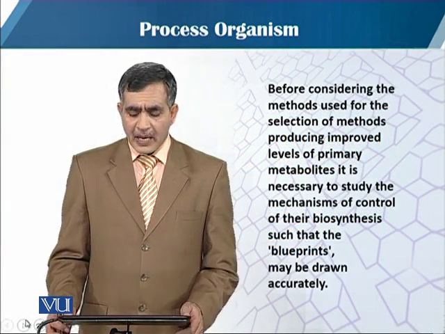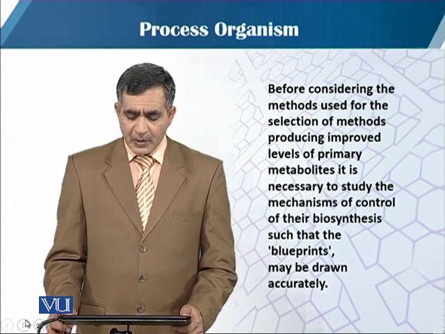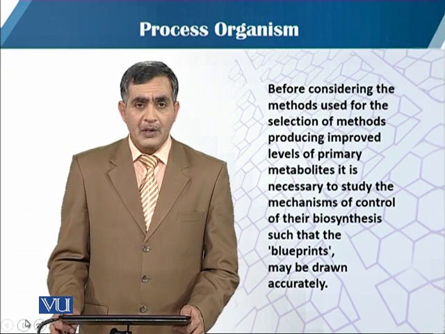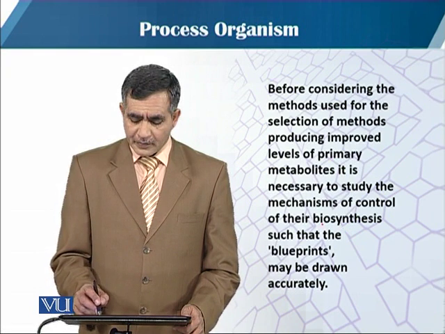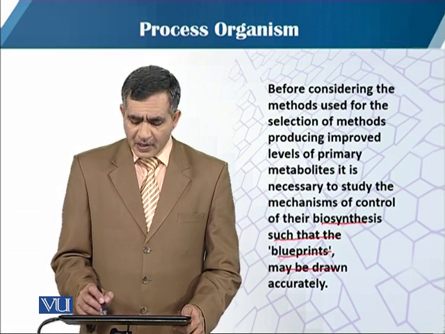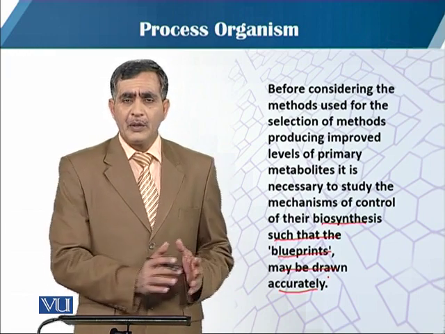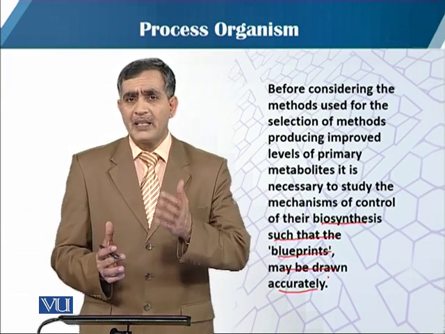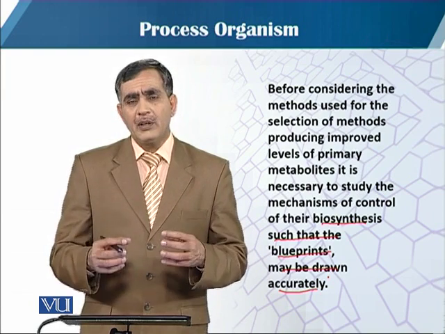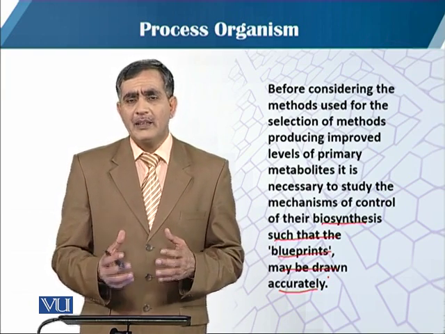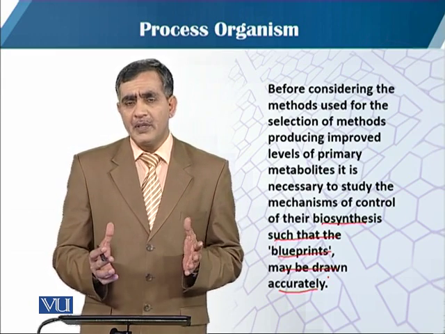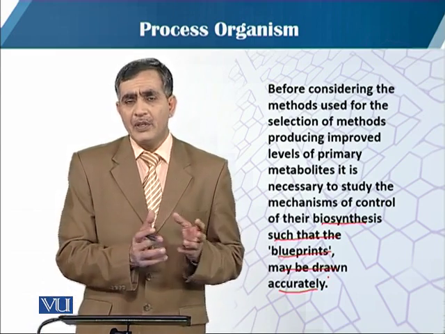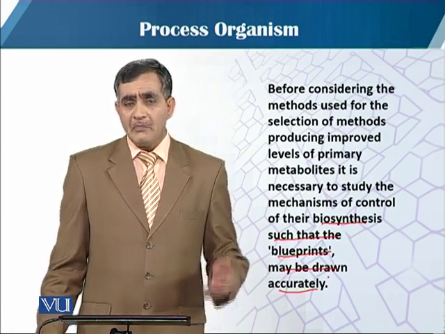Before considering the methods used for the selection of mutants producing improved levels of primary metabolites, it is necessary to study the mechanism of control of their biosynthesis, so that the blueprint may be drawn accurately. If we already know the production potential of the parent, then we have to compare it with that of the mutant. By actual quantification of the product and comparison in all terms, we can make a maximum selection of that mutant, which we call the positive mutant, for better productivity.